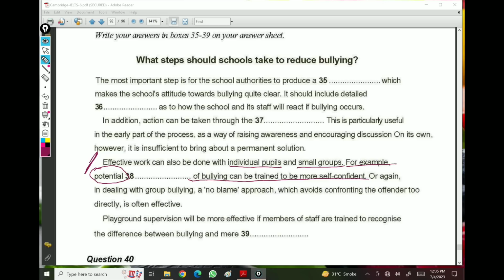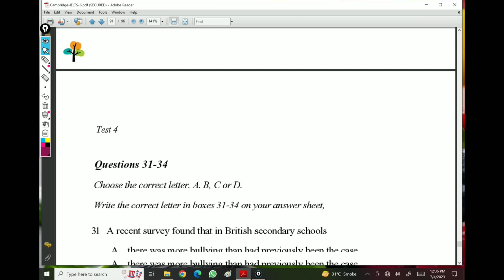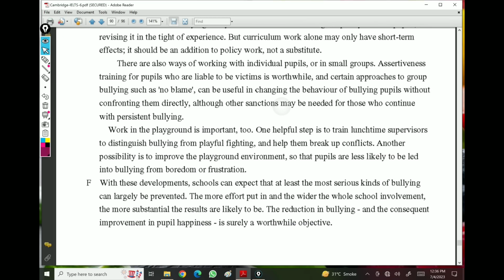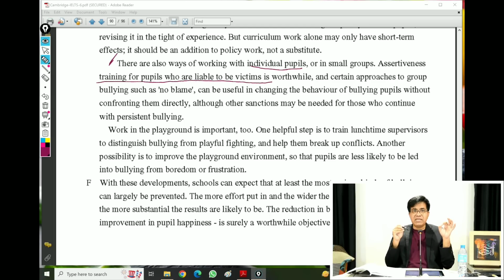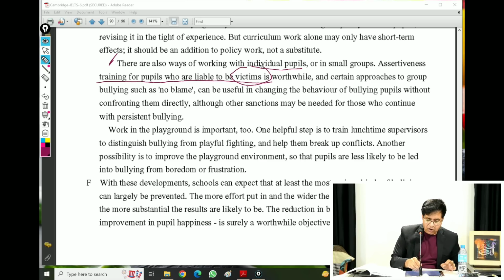So let's go on. Exactly, it's the second last paragraph. Please follow the second last paragraph. Found it? Second last paragraph is: there are also. So I'm reading from there. There are also ways of working with individual pupil. Pupil means students, or in small groups. Assertiveness training for pupils who are liable to be victims. Now liable to be victims means potential victims. Answer is victims. Got the point?